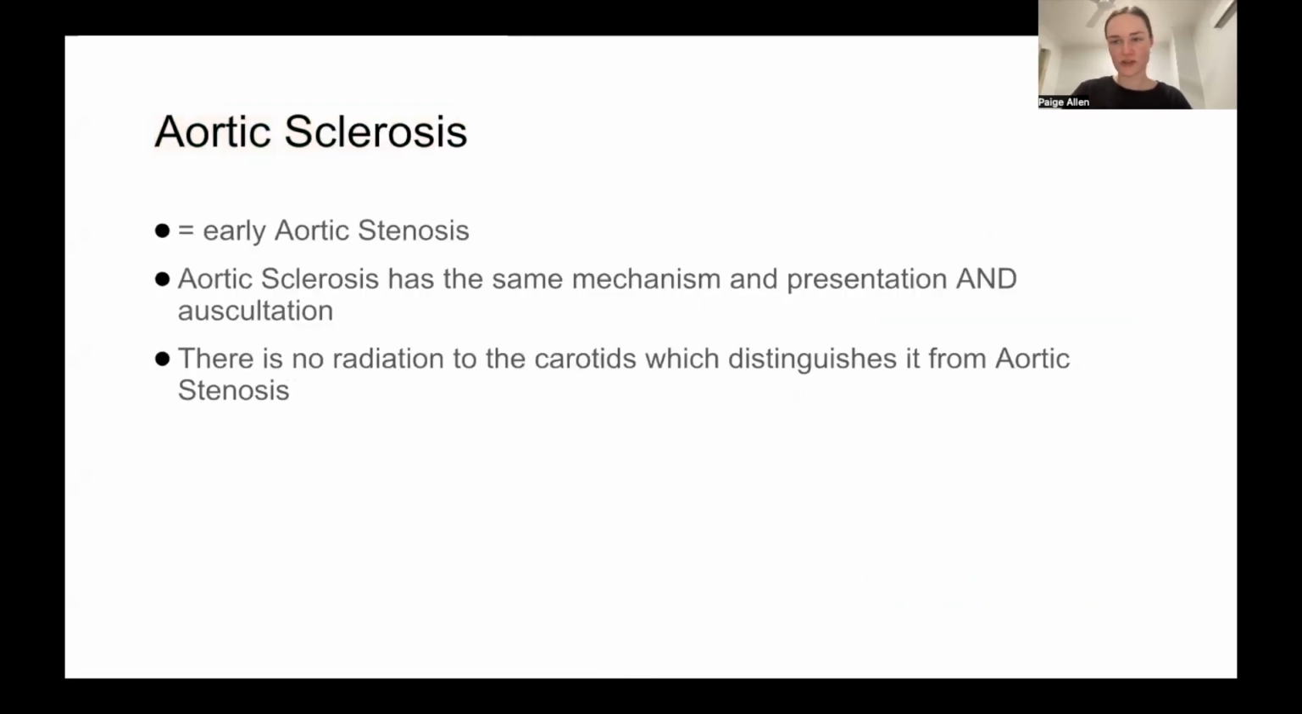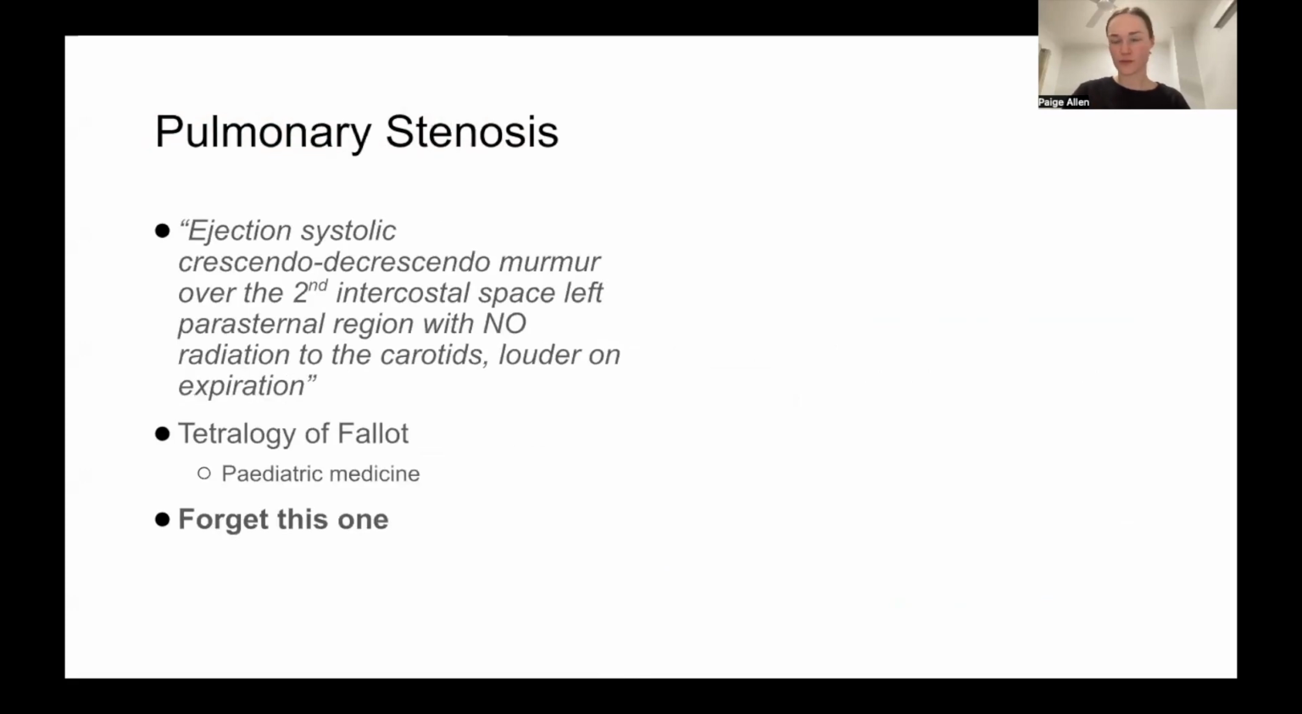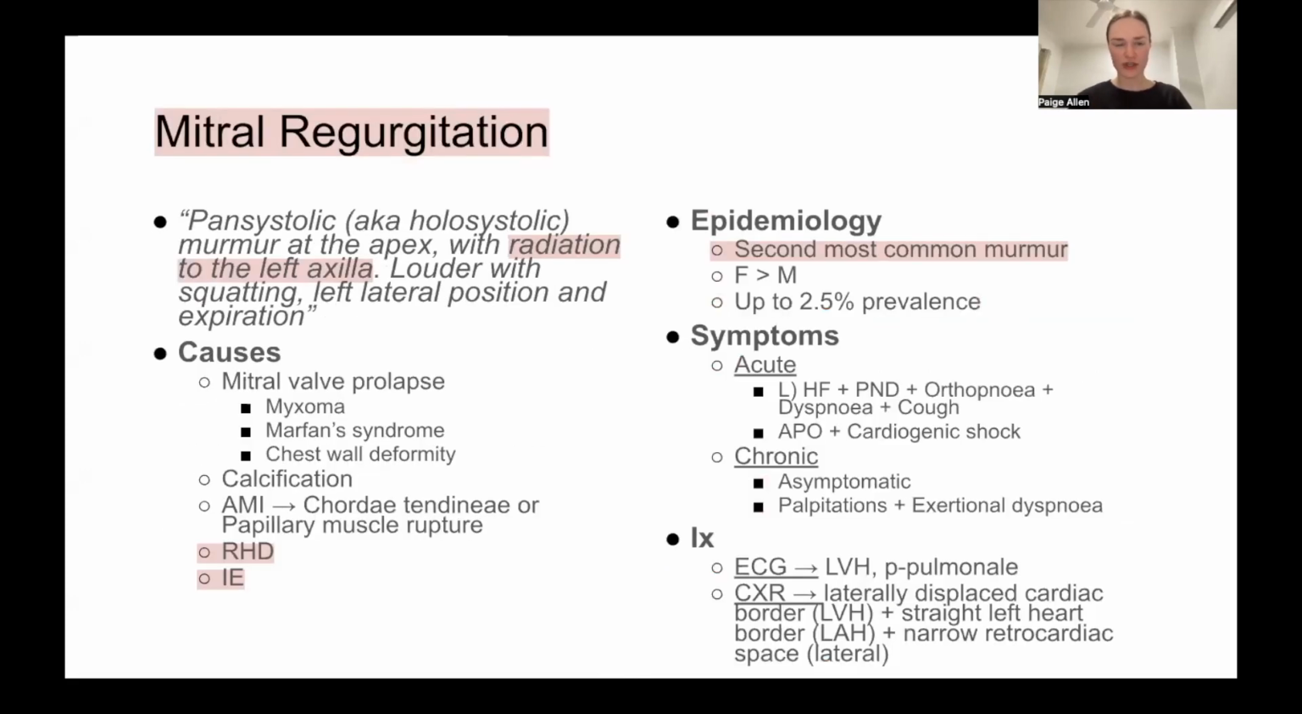Aortic sclerosis is just early aortic stenosis. That's probably all you need to know about that. Don't worry about pulmonary stenosis. Mitral regurg, you should know.